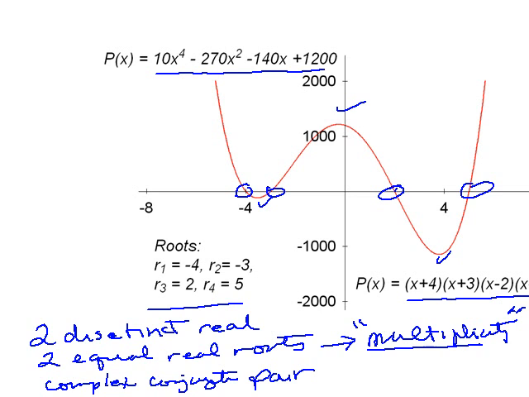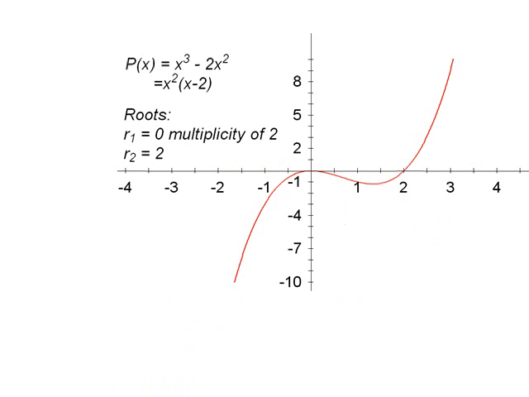The second point: if there is a complex root, there's also going to be its complex conjugate. The complex roots will always occur in pairs, and they will be complex conjugates. The graphs look a little bit different. In fact, you have fewer turning points when you have a multiplicity.